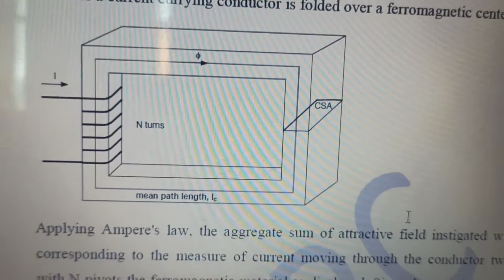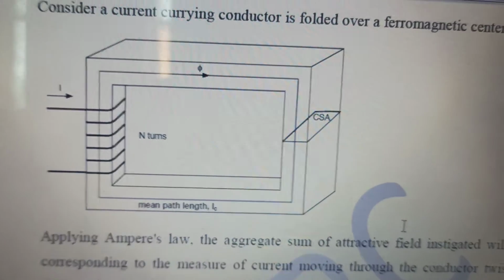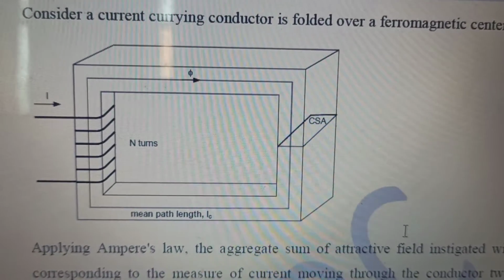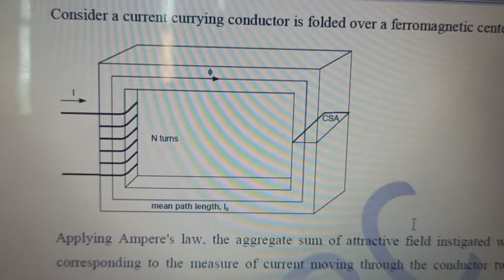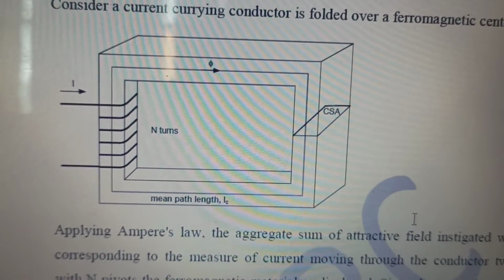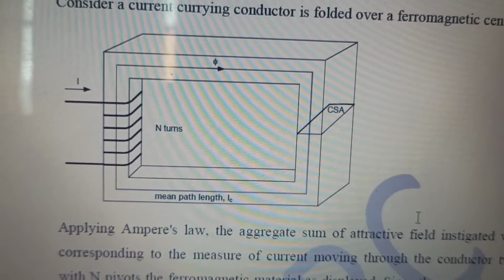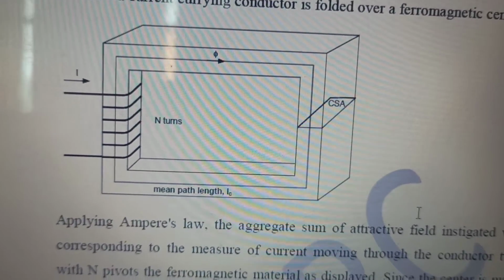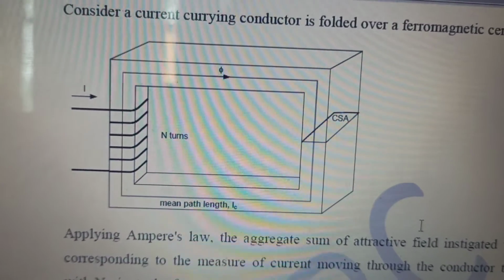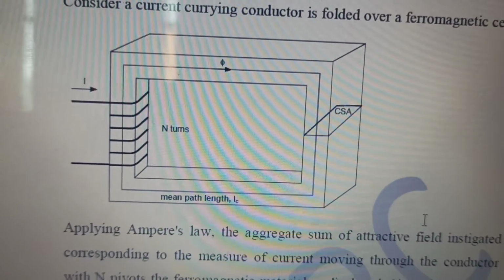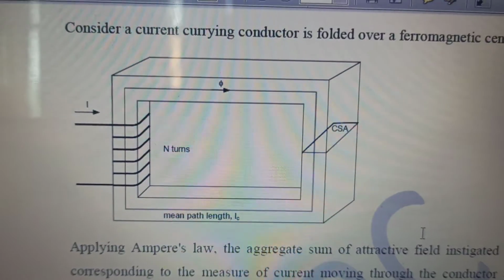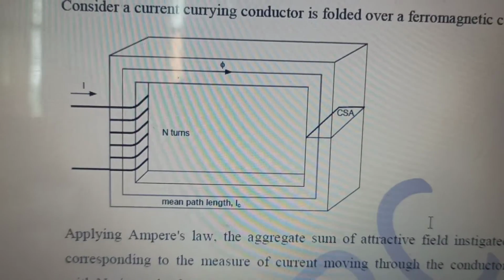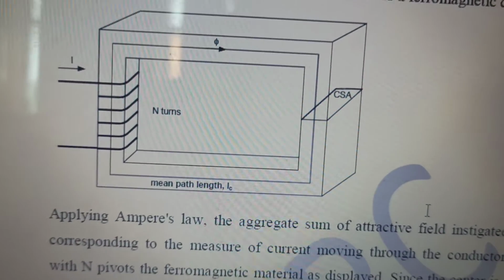Now a very important thing to understand here is the mean path length. In the case of a circle, if the outer radius is r1 and the inner radius is r2, then this length is (r1 plus r2) by 2. We will take the average of the length, and then we will take the circumference of that average length. It means 2 pi times the average r. Clear? Yes, I think it is clear.